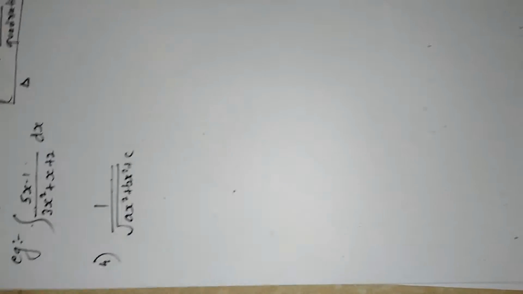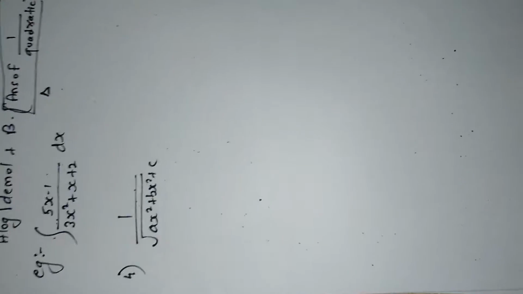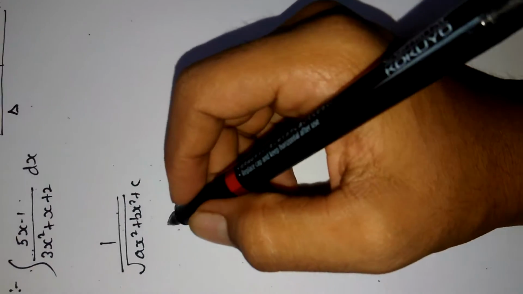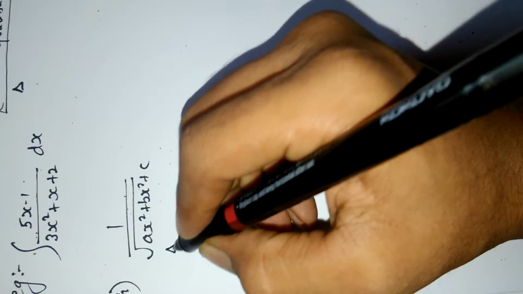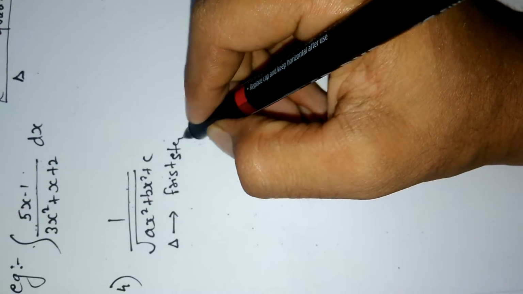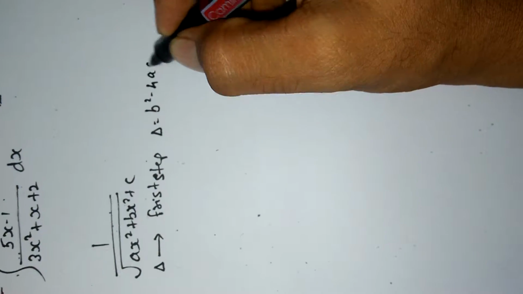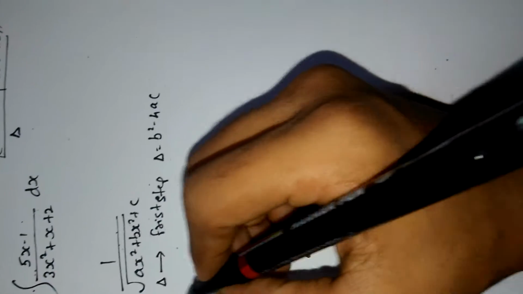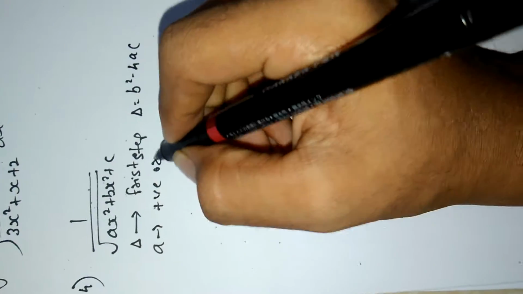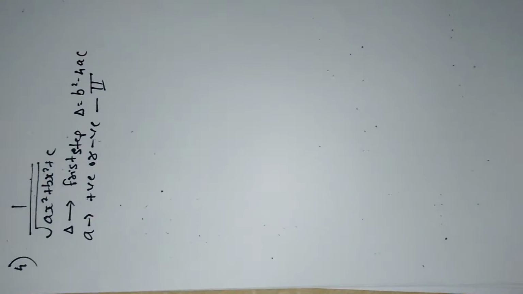Whenever you see such type of equation, 1 upon under root of any quadratic equation, you have to solve it within 2 or 3 steps. So let's start. First we have to find the value of theta. This is our first step, where the value of theta is equal to b square minus 4ac. And secondly, we have to check whether the value of a is positive or negative. This is our step 2, and after that the answer is in front of you.